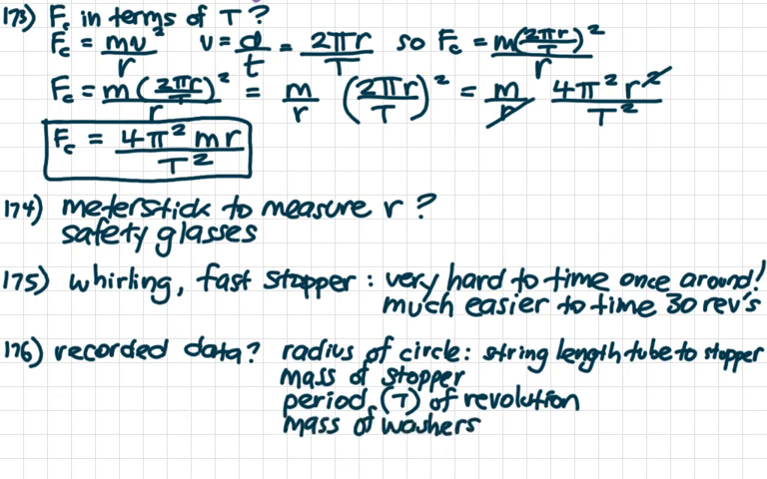And then finally, there's the washers on the other end pulling on the string. If they're adjusting the number of washers as their independent variable, then they're going to need to measure that mass.